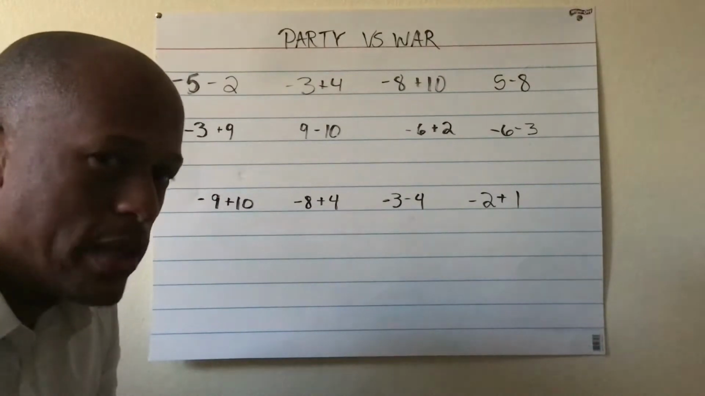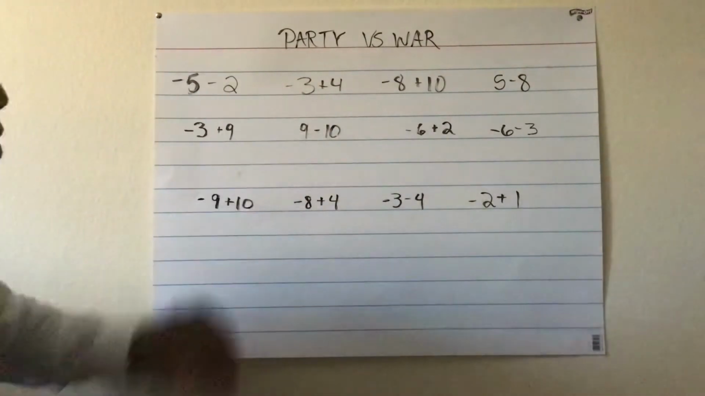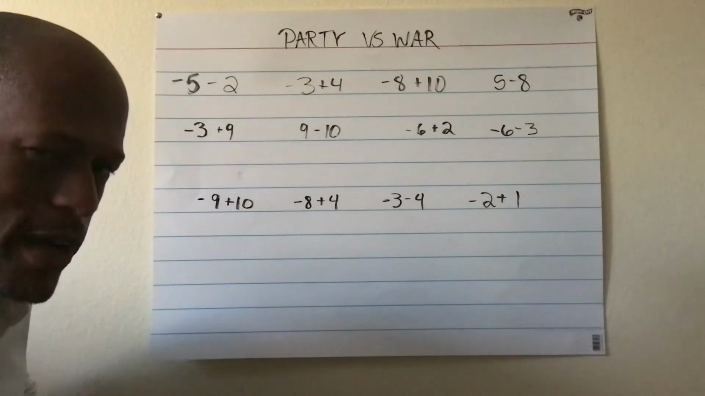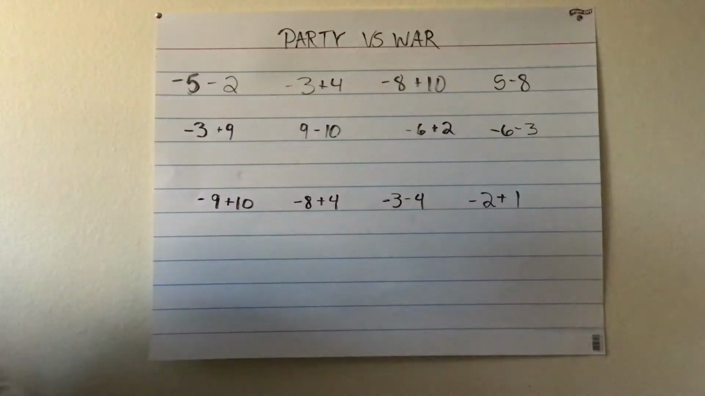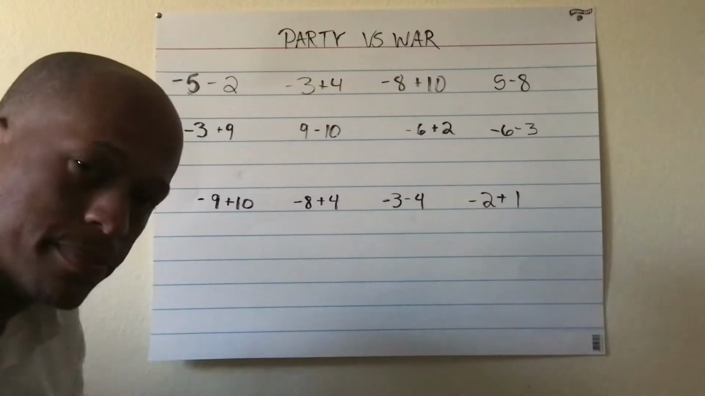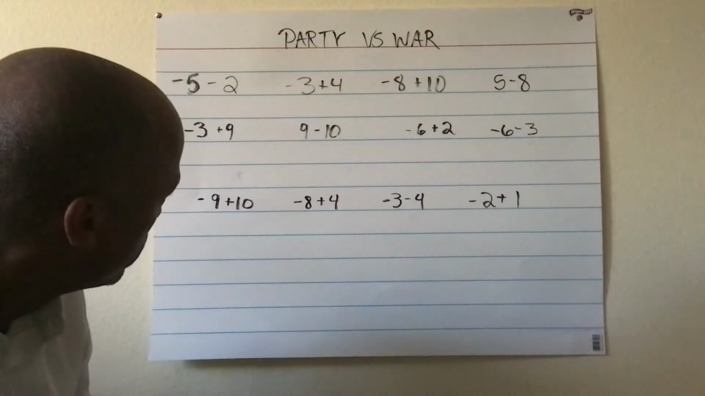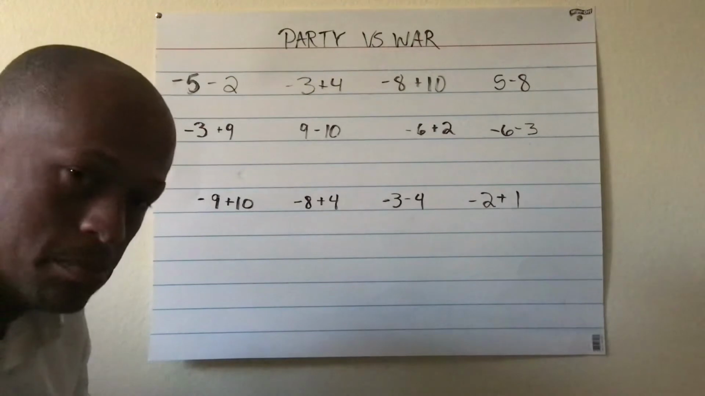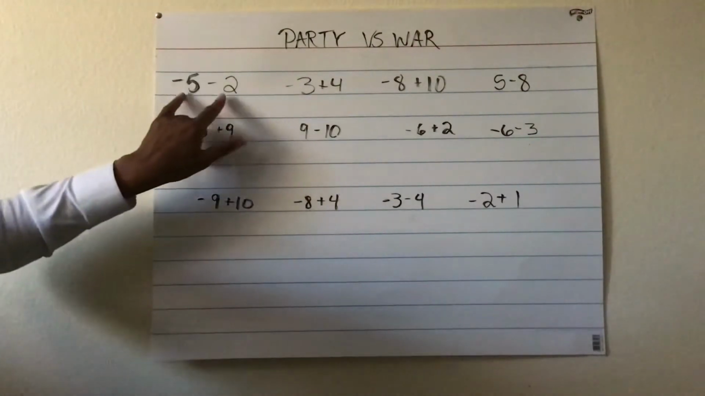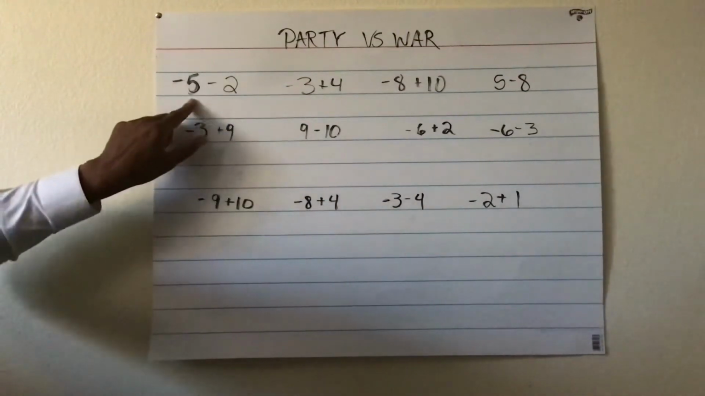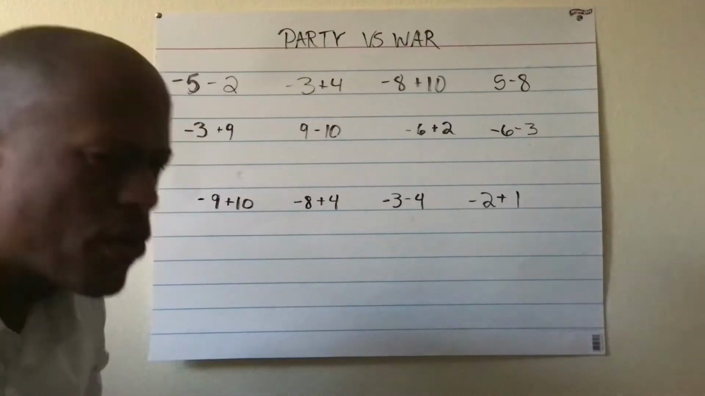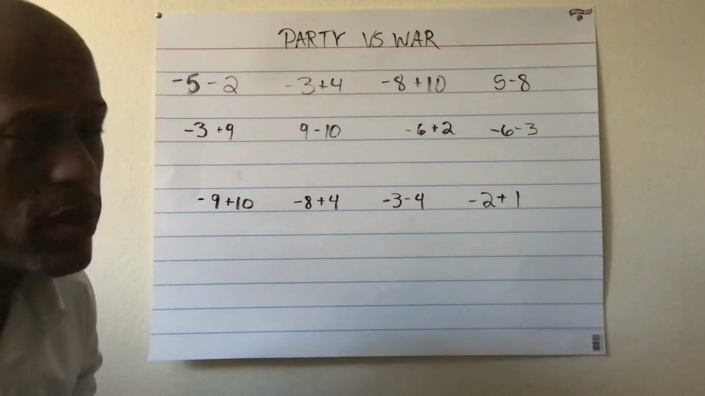A good exercise we like to do is called Party and War. Without too much explanation, I'm going to get right into it. You ready? Here we go. I have -5 minus 2. Is that a party or a war? I'm asking you. Look at these numbers. I have a -5 and a -2. Are those numbers going to party with each other or are they going to war? What do you think?